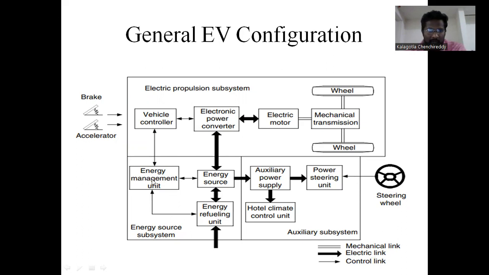One is vehicle controller to energy management unit. Next, energy management to energy refueling unit. Third one, steering wheel. Okay, three places. Now I will explain one by one why we are using these components.